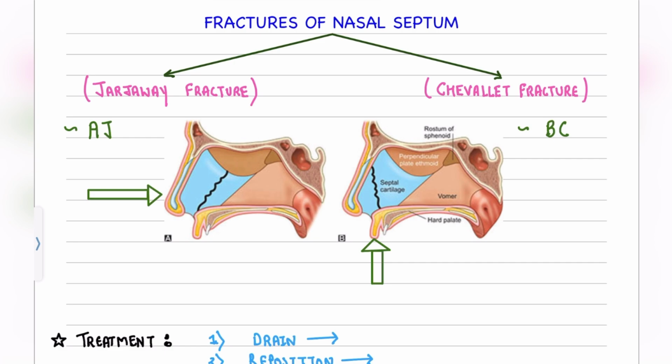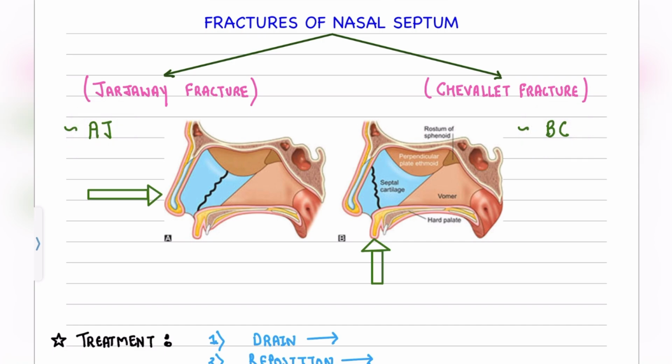Now we have discussed the anatomy, the nerve supply, blood supply and the types of nasal septum. Now let's limit our discussion to the pathologies of nasal septum. The first pathology that comes to my mind is fractures of the nasal septum. There is a very simple concept that you have to remember. Just remember two words, AJ and BC.